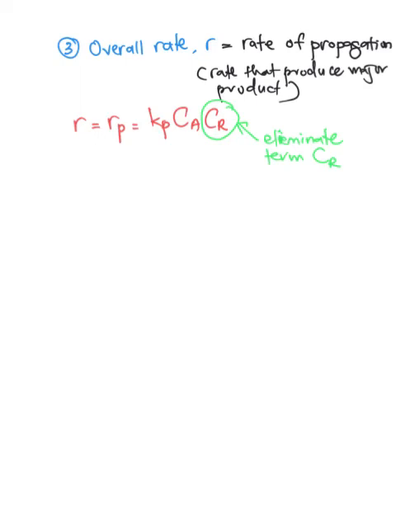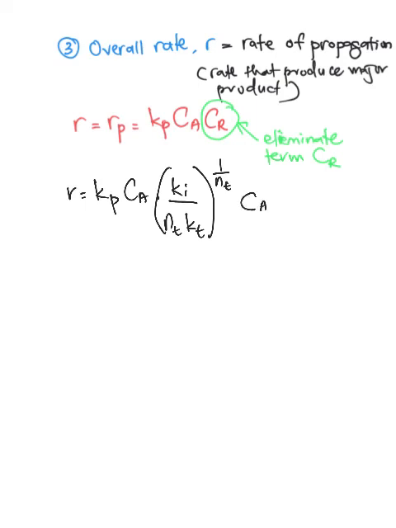So insert R equal to Kp Ca, then Cr equal to Ki per Nt Kt, okay, bracket, power of 1 over Nt. So later we rearrange back, Ca power of Ni per Nt. Okay, then rearrange, arrange neatly for effective K.